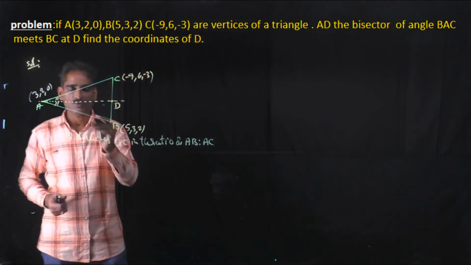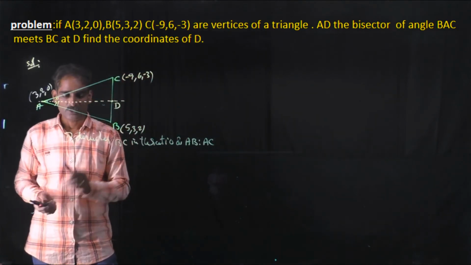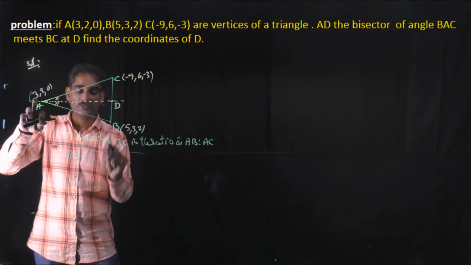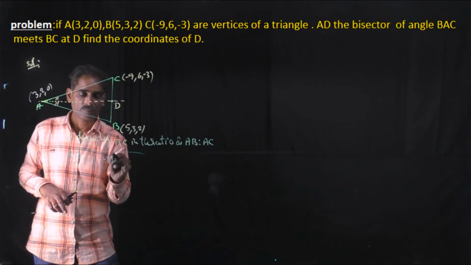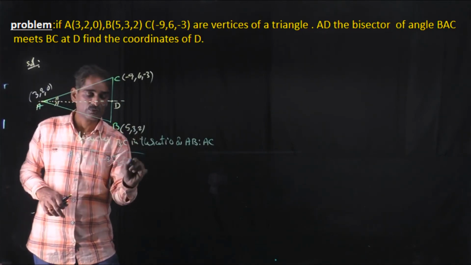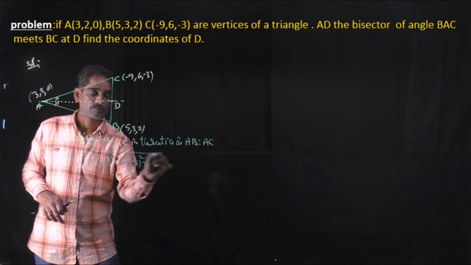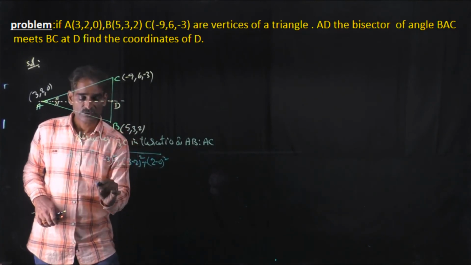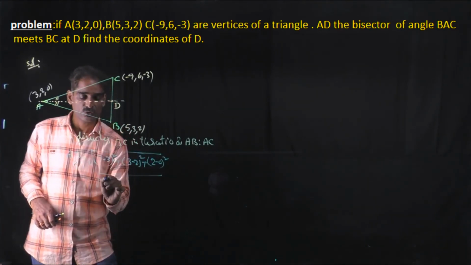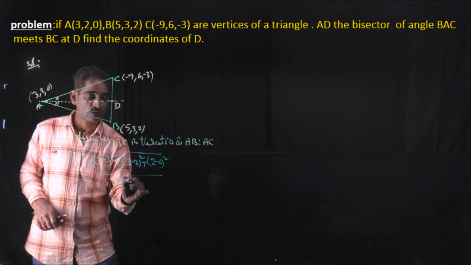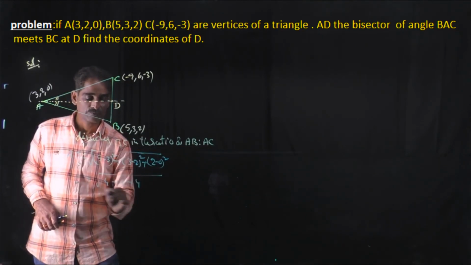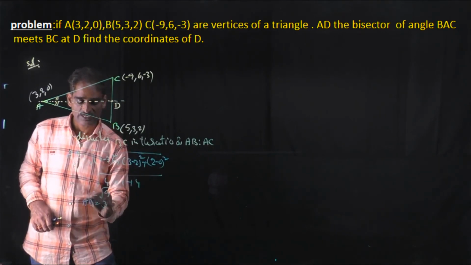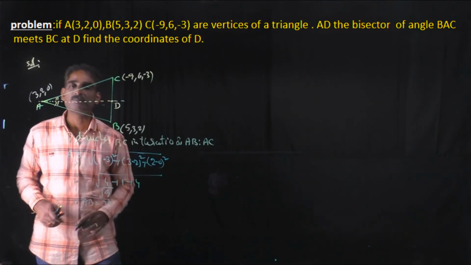Right. So first of all, find out AB. Here AB equals the distance between A and B, equal to root of (x2 minus x1) whole square plus (y2 minus y1) whole square plus (z2 minus z1) whole square. That means (5 minus 3) whole square, 2 square 4, (3 minus 2) whole square 1, (2 minus 0) whole square, 2 square 4, that is equal to root 9 is equal to 3. AB length is equal to 3 units.